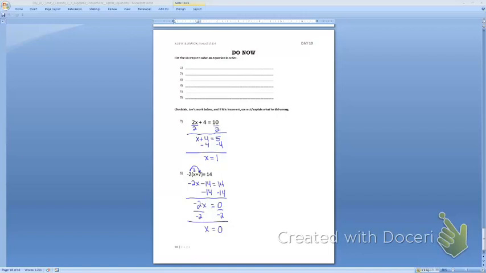This is the Day 10 Do Now. It should be a review of the prior days, so the Day 9 packet. So if you have questions, you can always refer back to those notes. Let's go over the answers.